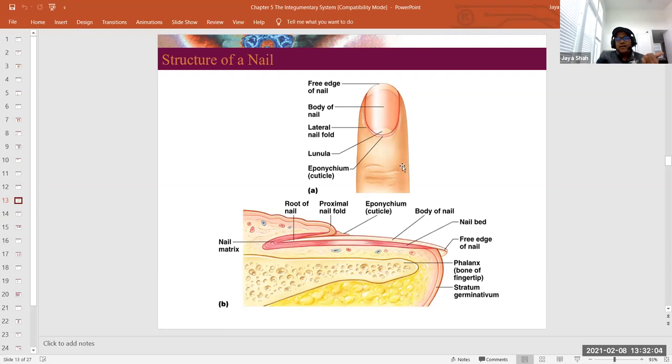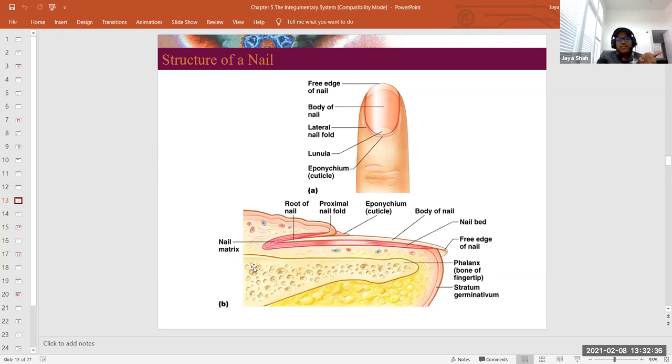Now, if you make a cut section through the middle and look from the side, what do you see? You see the free edge of the nail, then the nail bed where the body of the nail lies. And then it goes back and becomes the nail matrix. The nail matrix is a continuation of the stratified squamous epithelium of your skin. See, stratified squamous coming in and becoming the nail matrix. And from here, the nail is coming.